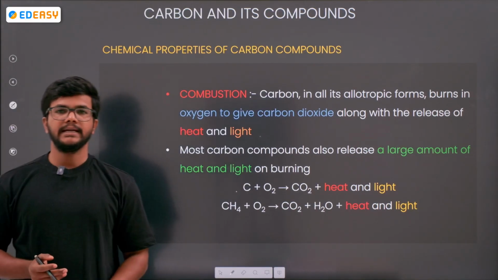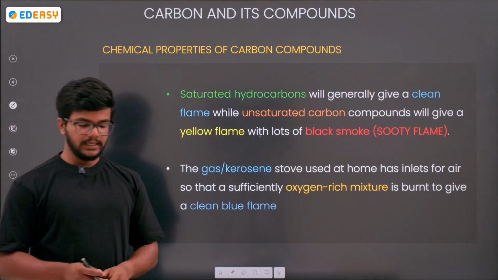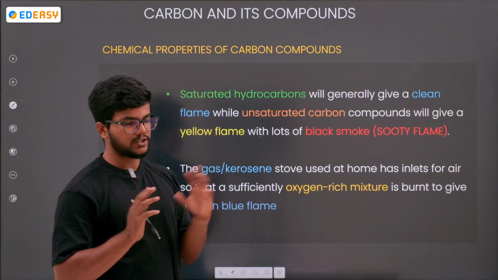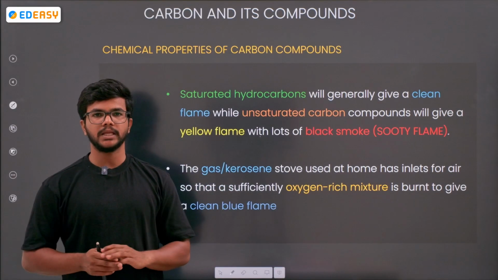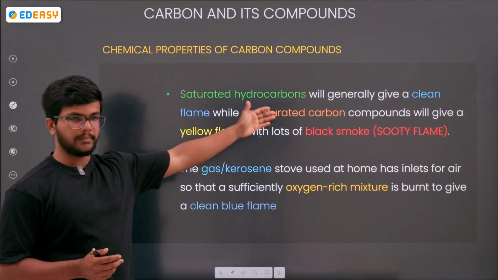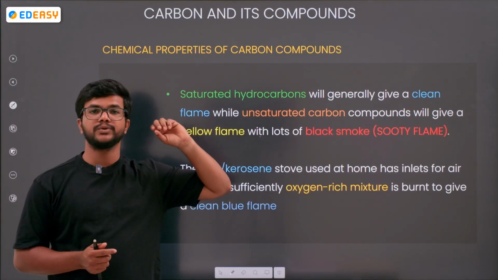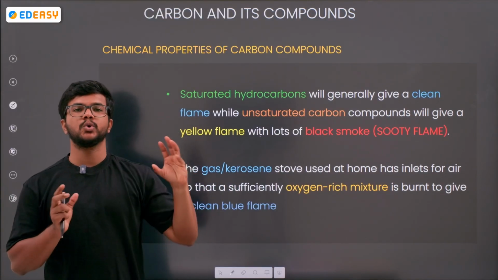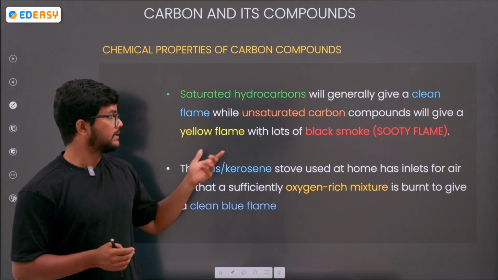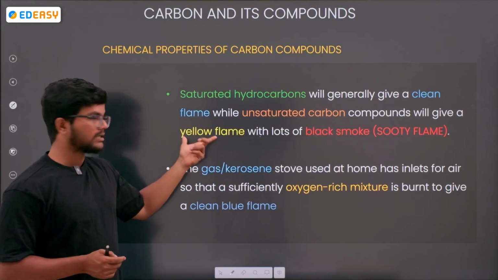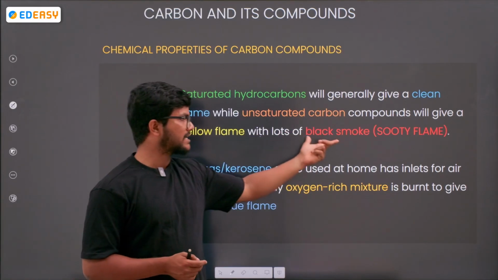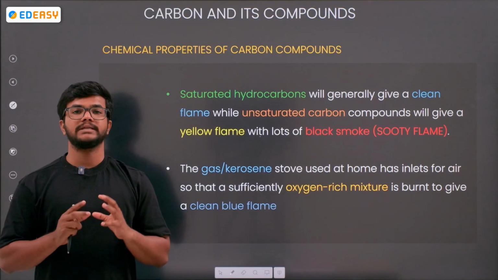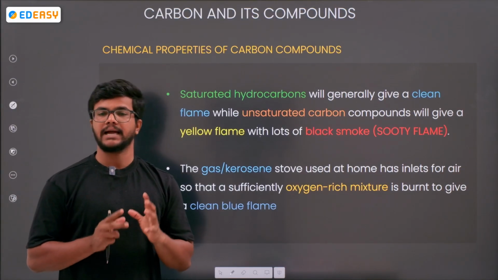Okay, so in detail, what is combustion? When you combust carbon compounds, you can observe different colors of flames and smoke. Saturated hydrocarbons on combustion will give you a clean flame, which is a blue flame, and there is no smoke. But unsaturated compounds on combustion will give you a yellow flame with black smoke. That is the sooty flame, which is very dangerous. It is called black carbon, BC, black carbon.